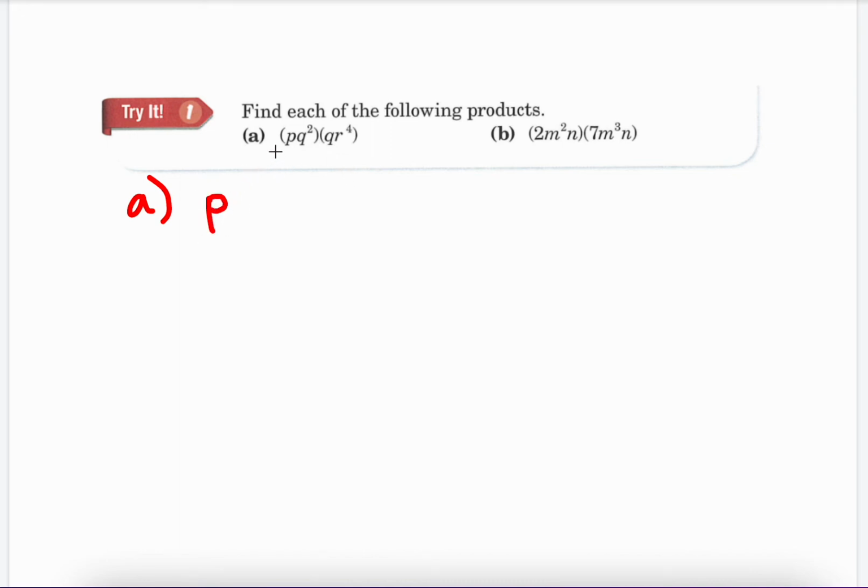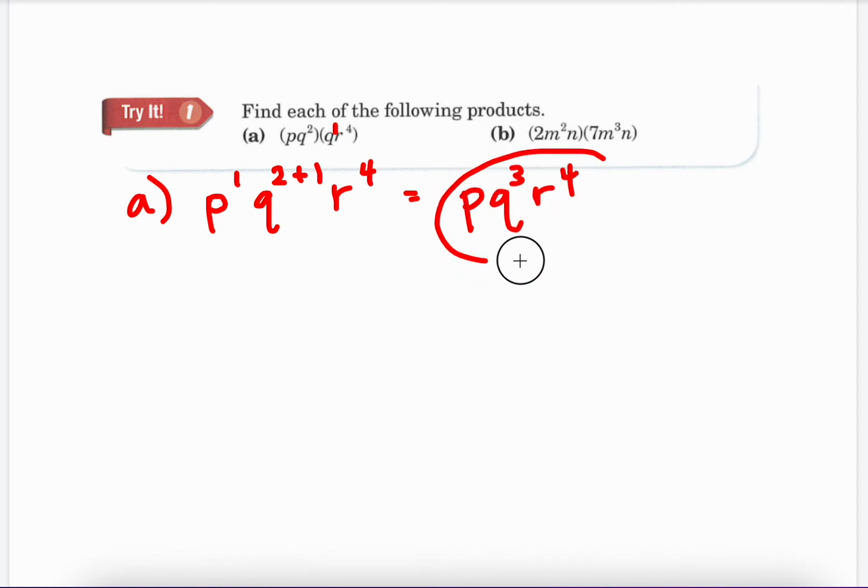So this is p to the 1st power, and then there's only that one p. And then q goes next in alphabetical order. We have a 2nd power, plus this is to the 1st power. Okay, remember we're adding because that's a shortcut. And then r is to the 4th power, there's no other r's. So at the end we get p, a normal p, times q to the 3rd power times r to the 4th power. That should be our final answer. That's using the shortcuts. Let's go ahead and expand it out and see if that shortcut really worked.